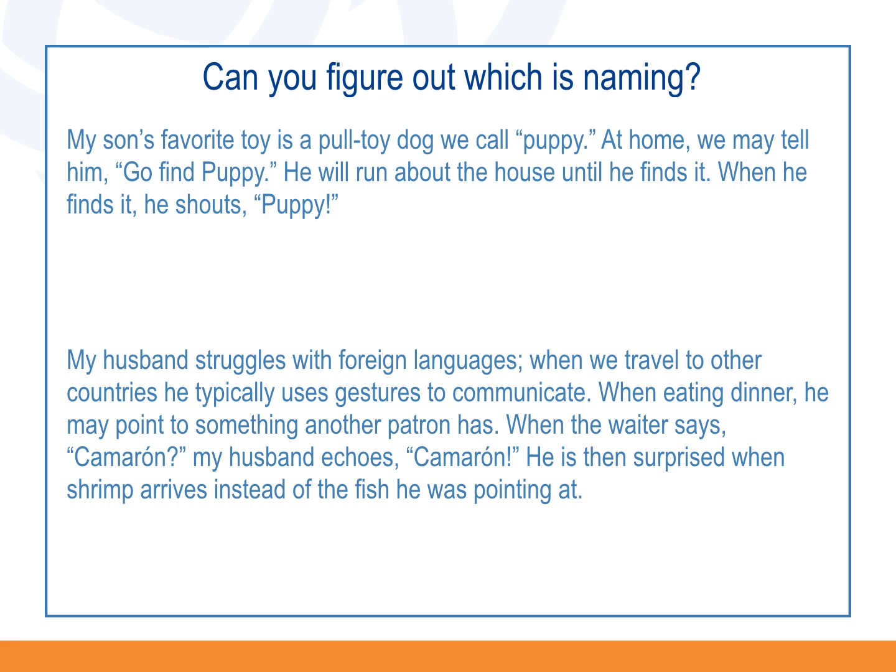The other example: one of these is naming, one does not qualify as naming. My husband struggles with foreign languages. When we travel to other countries, he typically uses gestures to communicate. When eating dinner, he may point to something another patron has. When the waiter says camarón, my husband echoes camarón. He is then surprised when shrimp arrives instead of the fish that he was pointing at. So some faulty stimulus control there as well, potentially, but which one of these 2 is naming?